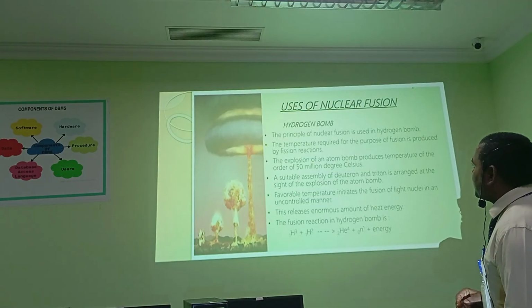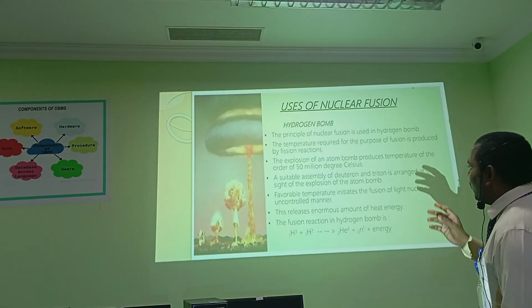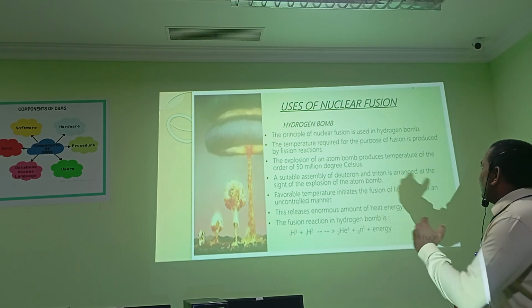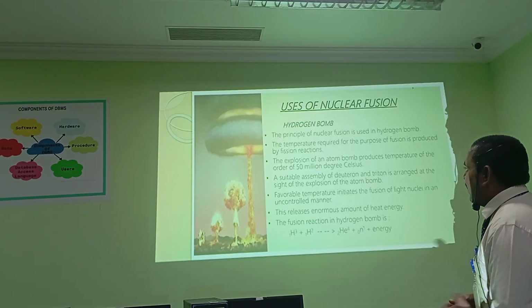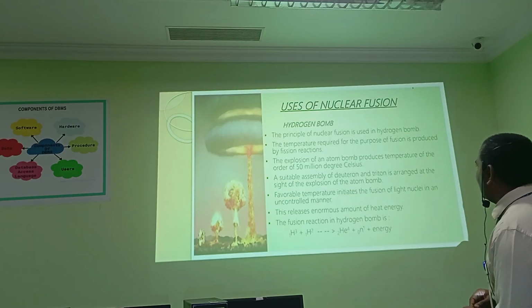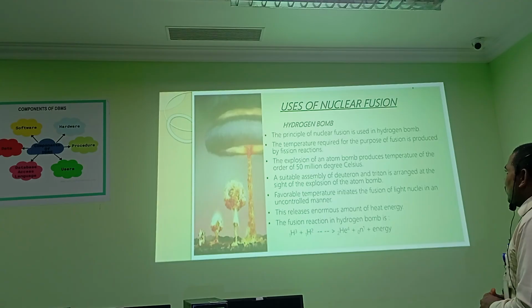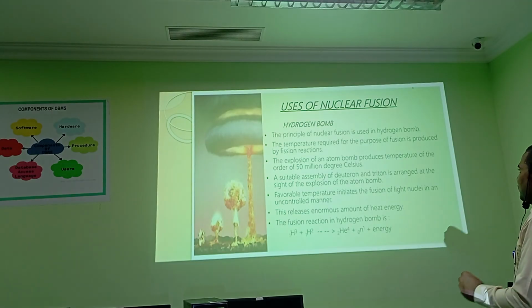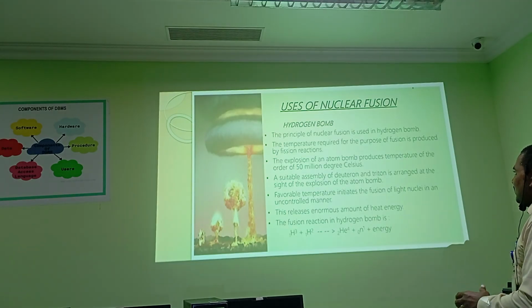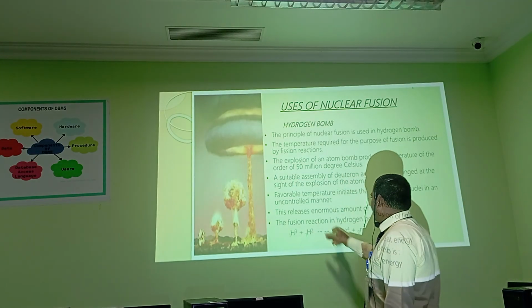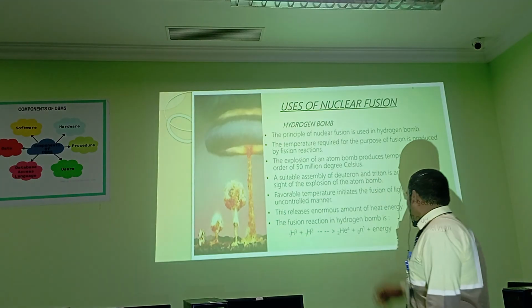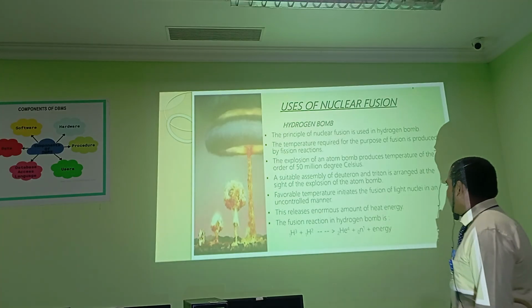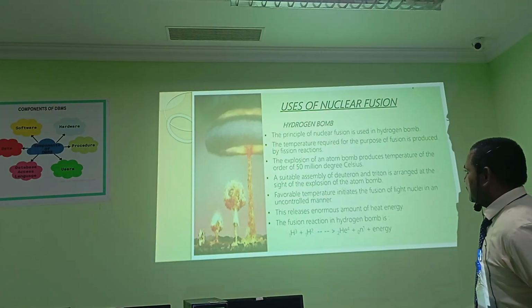The uses of nuclear reaction: the hydrogen bomb will be fission, also making the atomic bomb. The fusion will be making the hydrogen bomb. The principle of nuclear fusion is the use of the hydrogen bomb. The temperature required for fusion is produced by the fission reaction. The explosion of the atom bomb produces a temperature of the order of 50 million degrees Celsius, compared to the hydrogen bomb: hydrogen, one hydrogen, two hydrogen plus helium, one neutron plus energy will be released. An enormous amount of energy will be released.